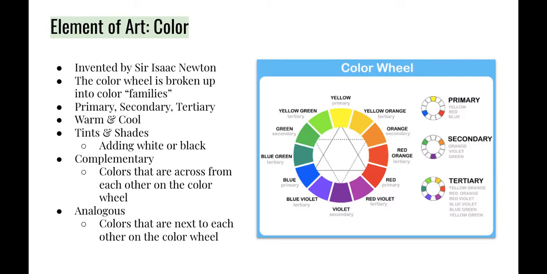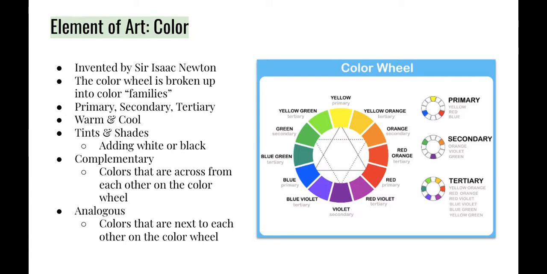On page number 2, you are going to be focusing on the element of art, which is color. The element of art of color was studied by Sir Isaac Newton, and the color wheel was something that he came up with. The color wheel is broken up into color families.